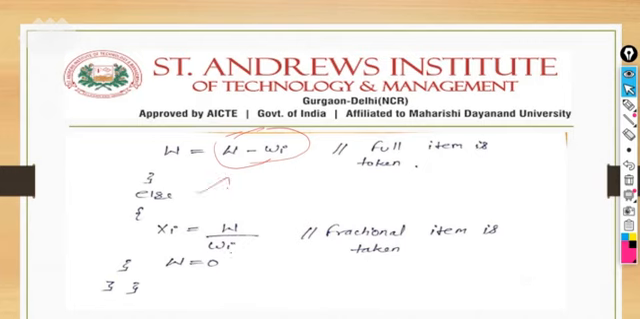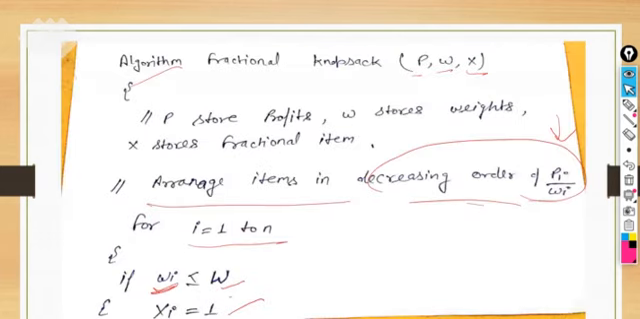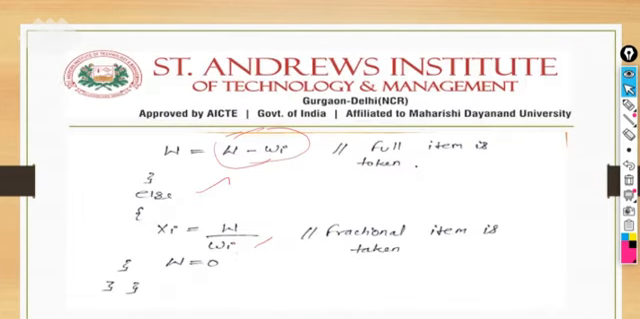Else, if it is not fitting completely, then take a fraction of that item like this, and after that whatever space is there in the knapsack will be 0. Complete utilization of the space has taken place. So that was all about the knapsack problem.